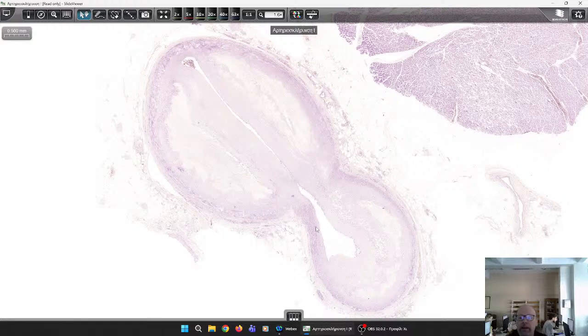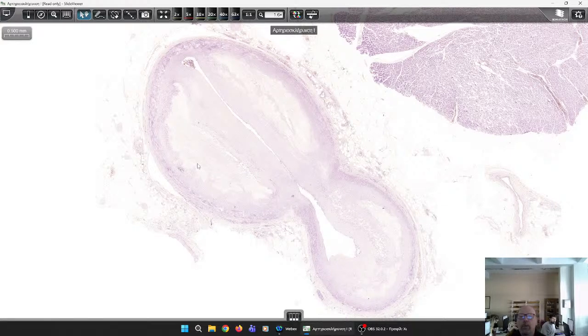This part here is of normal thickness. By comparison, you can see how much thickened this part of the vessel is, because atherosclerosis is a lesion which is segmental. It does not affect the whole inner layer of this medium-sized artery, because atherosclerosis affects medium and large-sized arteries.